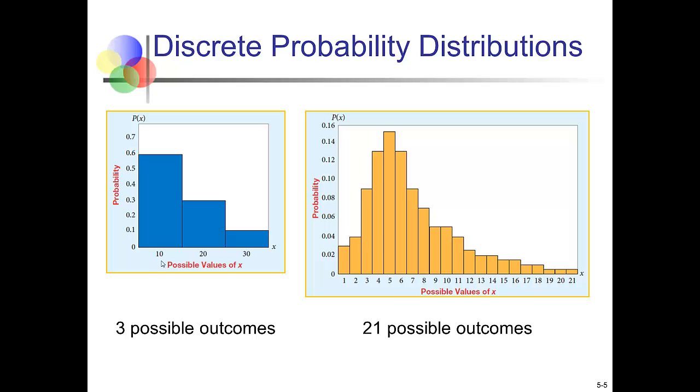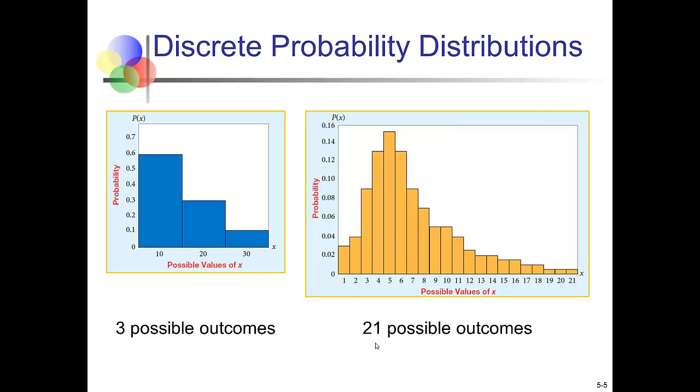So the graph on the left has only three possible values. That random variable can only take on the values 10, 20, and 30. The height of the bar in this graph represents the probability of getting a 10. So we see 10 has a 60% chance of occurring. 20 has only a 30% chance of occurring. So we've listed out the possible values of x and the associated probabilities. That's what we call a probability distribution.